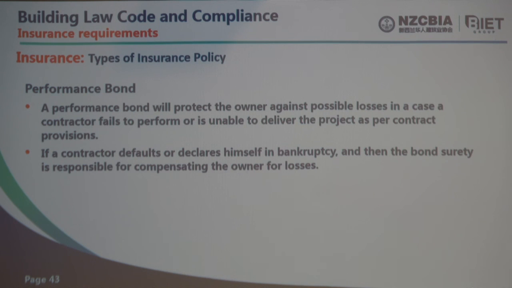So if on your project, so if you like, Arrow haven't gone bankrupt, they've gone into receivership. Mainzeal went bankrupt, but the amount of bond money on their projects wasn't enough to cover the job.